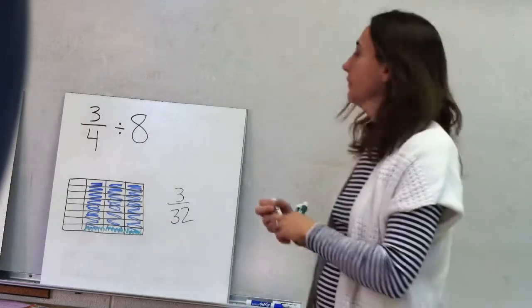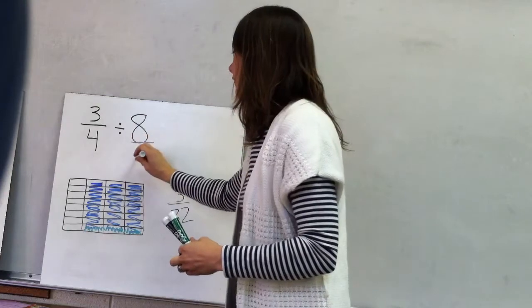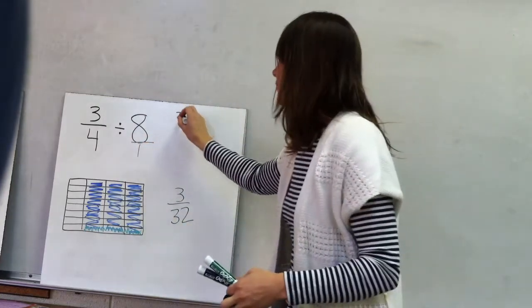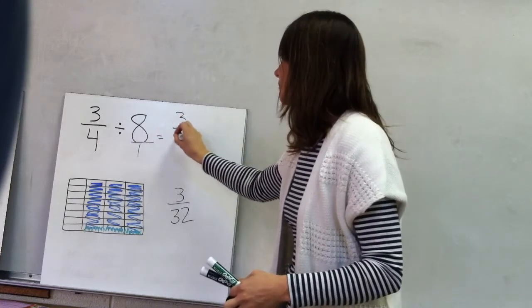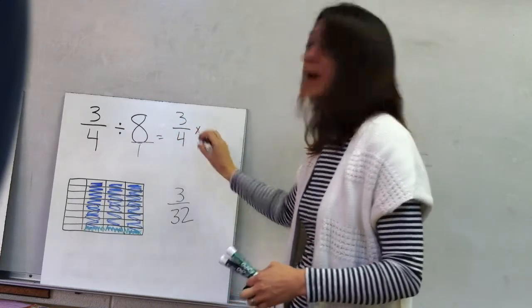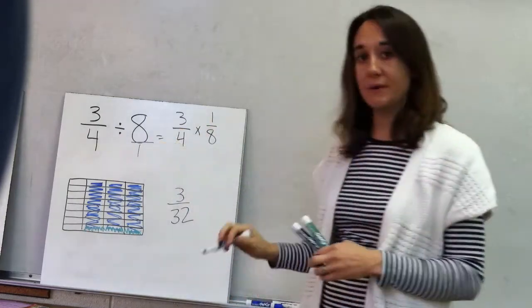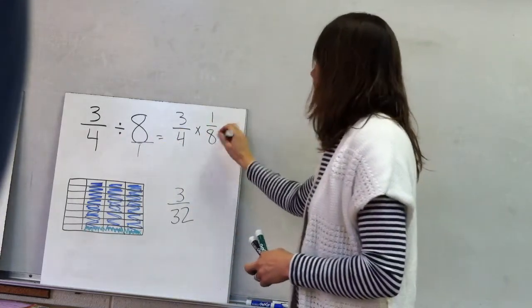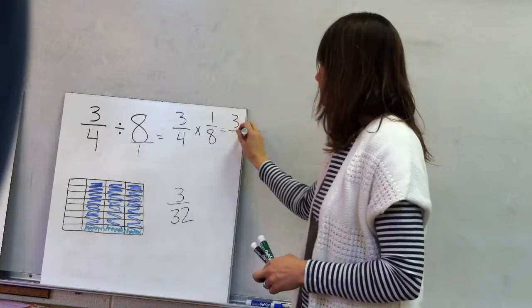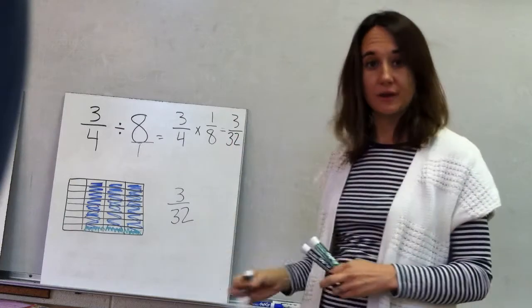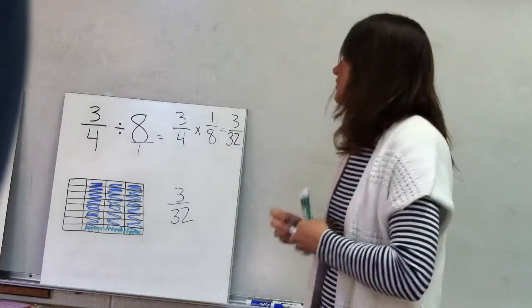Well, remember this is 8 over 1. So we're going to flip this, so write our new problem as 3/4 times 1/8. Remember we flipped the 8 over the 1. 3 times 1 is 3. 4 times 8 is 32. It matches, right? Okay, so let's do it now without a picture.